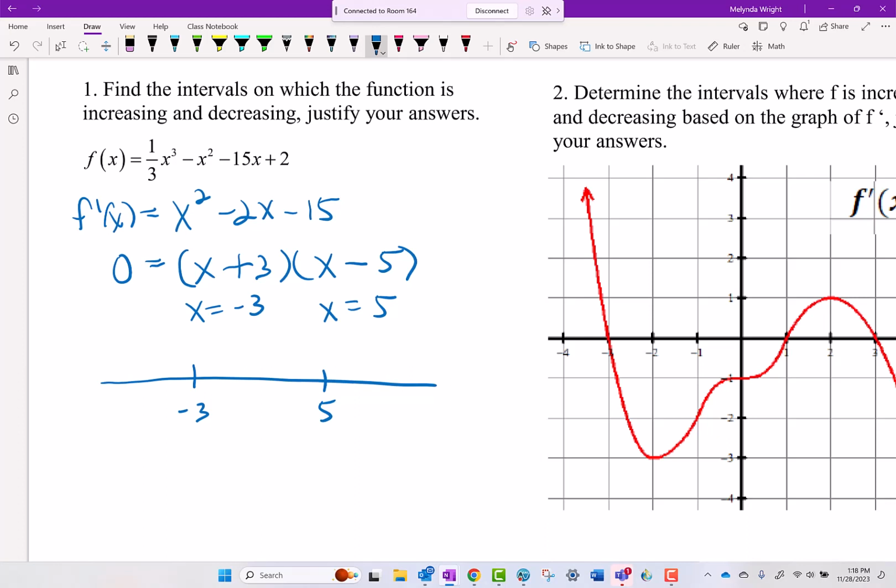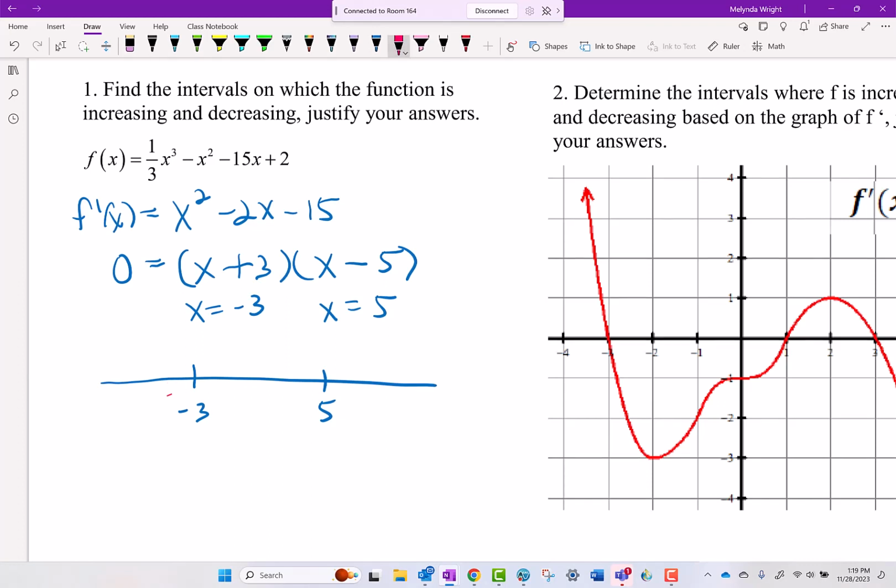All right, so now my job is to do my sign chart. Hopefully we remember this from last year. I choose a number from each section and I sub it into the derivative to determine whether the sign is positive or negative. Y'all remember that? Kind of, sort of? Okay, so I really don't like big numbers. Here, I would pick a -4, and I'm just writing that there for your benefit. I really wouldn't write it down.